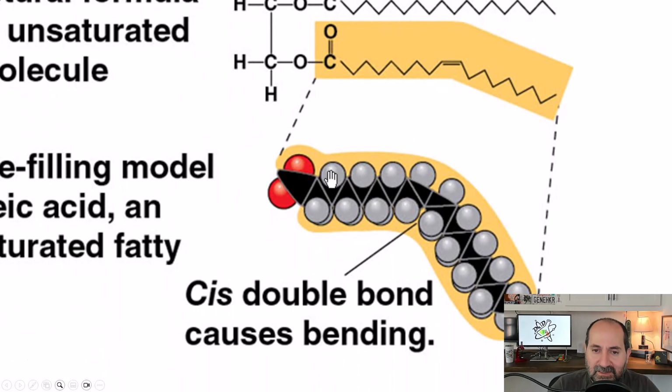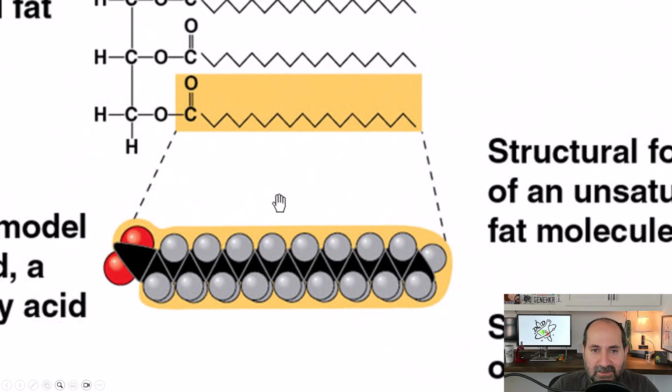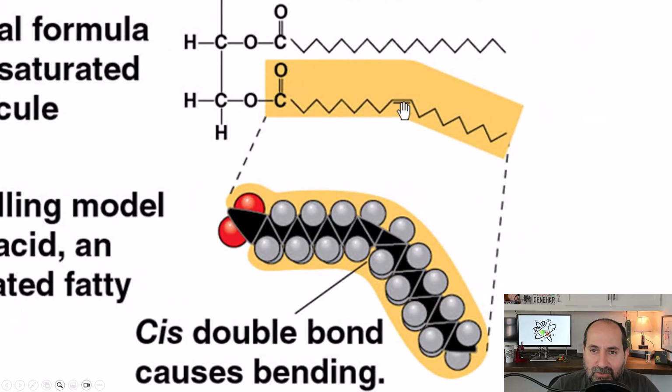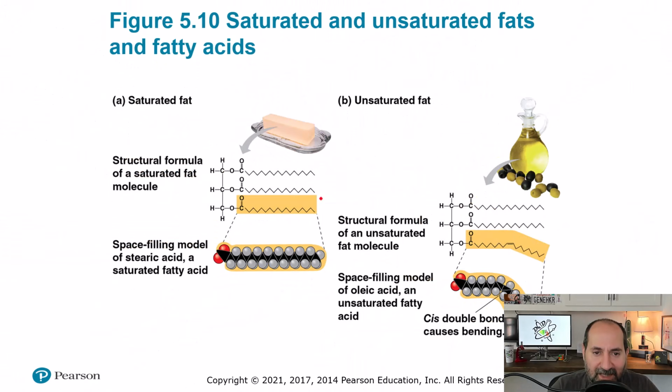So look, this causes the fatty acid tail to adopt a kink, right? Normal fatty acid tails, or I should say saturated fatty acid tails, are long and straight, right? But unsaturated fatty acid tails have a kink. All right. So what is the consequence of that kink?